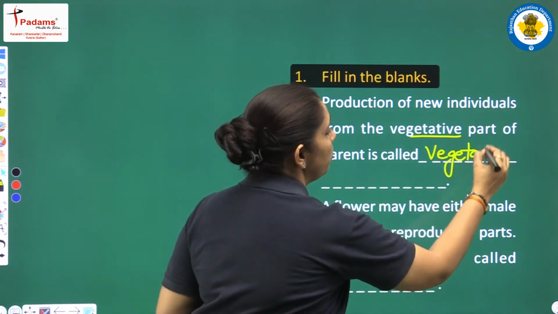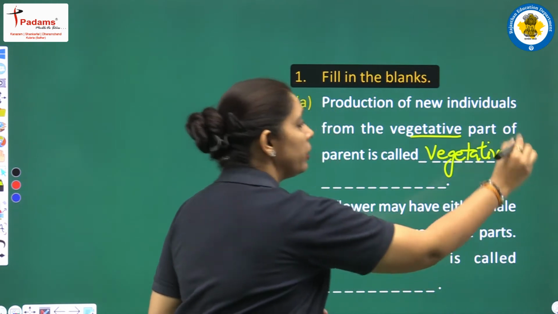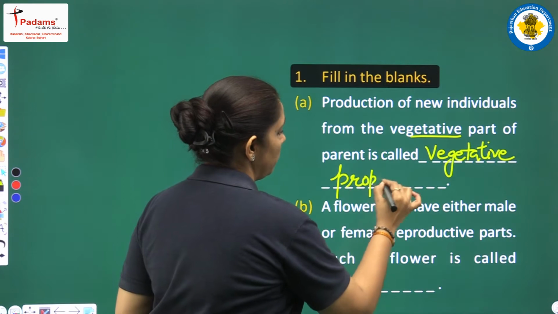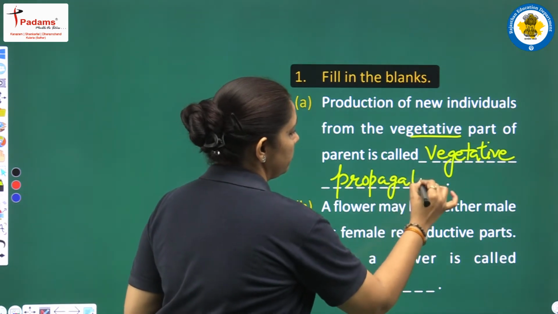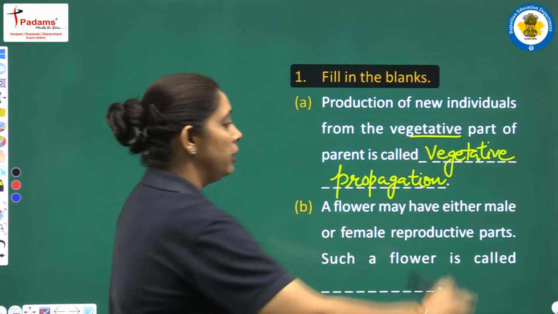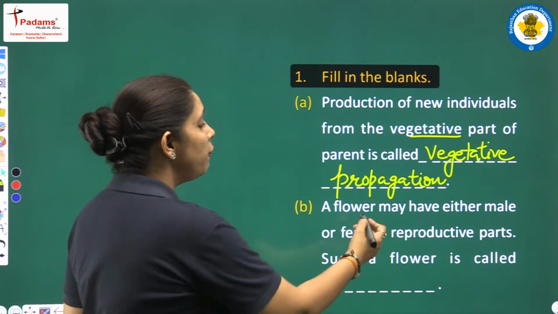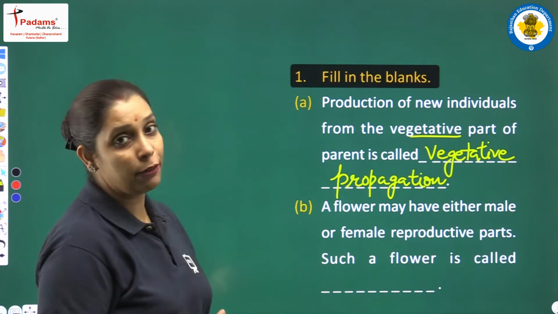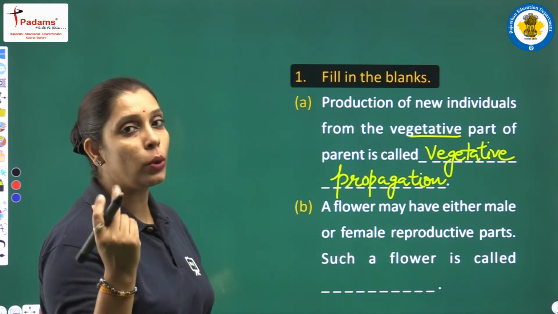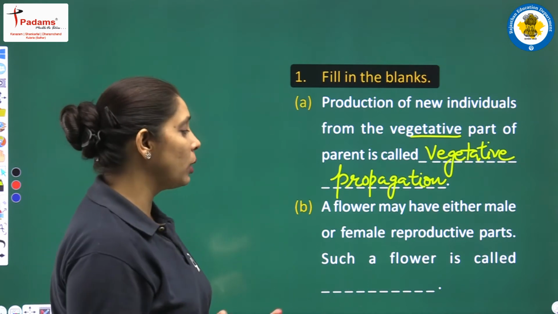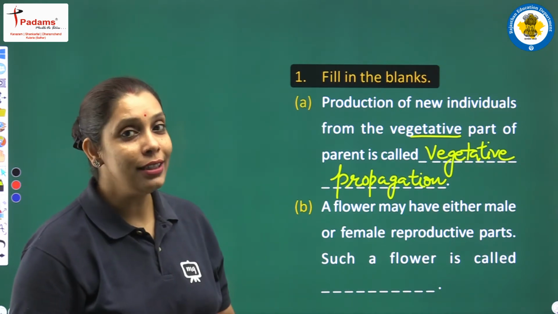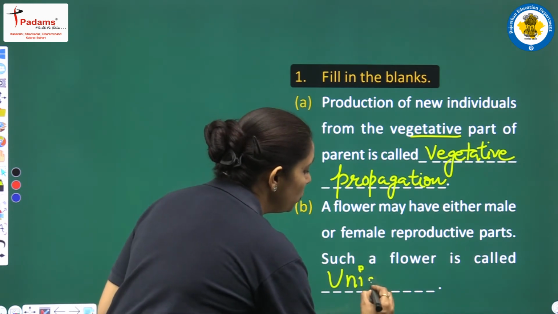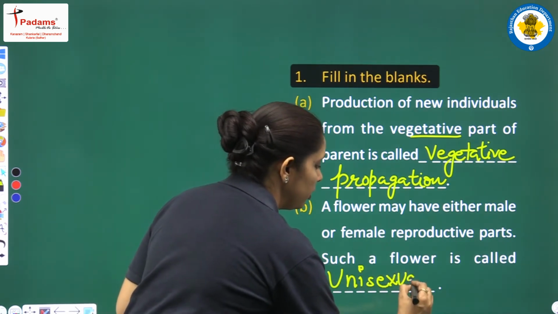vegetative propagation. Okay, class 7th, write down here propagation. Read the next one. A flower may have either male or female reproductive parts. Okay, it will have one of the two, either female or male. Such a flower is called, yes, this type of flower is known as unisexual flower.